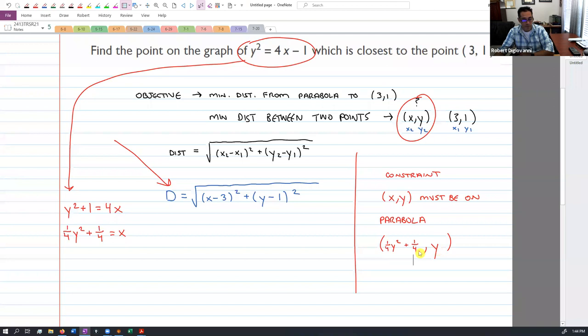Yeah, you're basically saying you solved for it, so anytime you have y, you can find anything, basically. That's right. If you know what y is, you can figure out what x is.